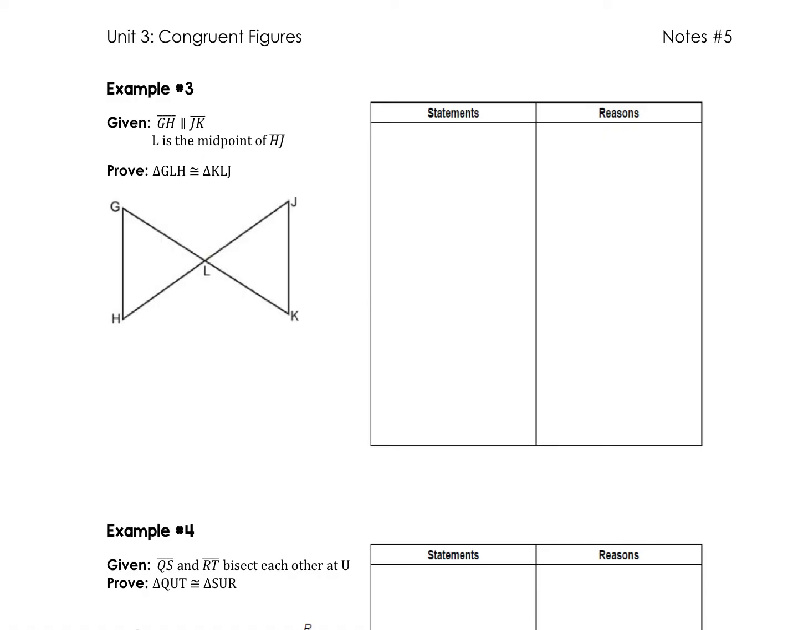Okay, in number 3, we have some slightly different given information. So in this case, I am going to split up the given information. On line 1, we're going to put that GH is parallel to JK. So I'm going to add some arrows in here. And extending those line segments might help you, because sometimes it helps when parallel lines are drawn a little bit longer. So on line 1, we'll put in line segment GH is parallel to line segment JK, and that's given.